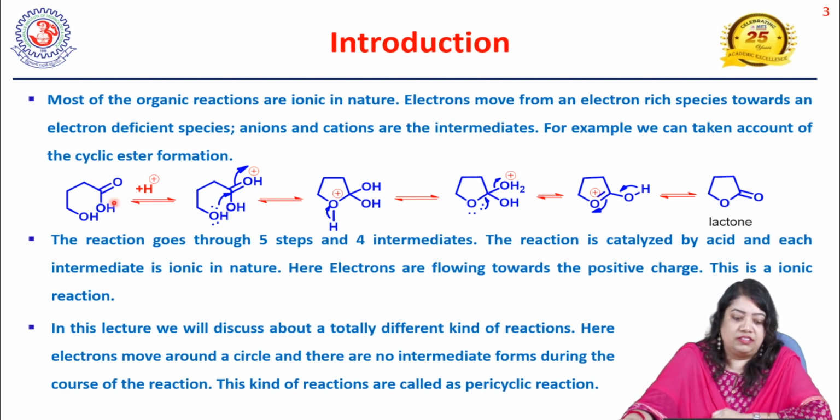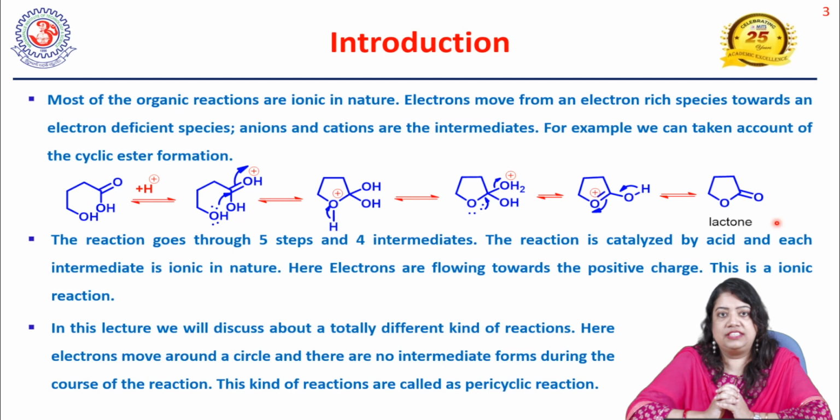The reaction is acid catalyzed, and first this acidic group is protonated in the presence of acid catalyst, and then intramolecular attack of this hydroxyl group will take place here to form a cyclic oxonium ion. From this molecule, one water molecule will be liberated, and the molecule will undergo tautomerization to form the desired lactone. This reaction goes through 5 steps and 4 intermediates, and the reaction is catalyzed by acid, and each intermediate is ionic in nature. Here, electrons are flowing towards the positive charge, and this is an ionic reaction.